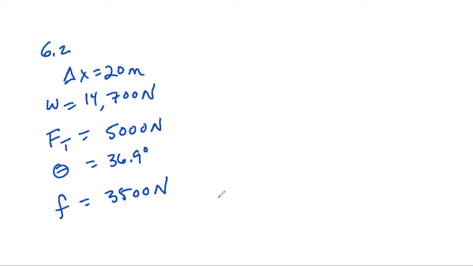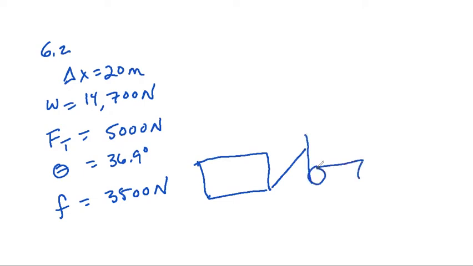We've got some kind of setup that looks like this: the sled, and this is the tractor, and it's just pulling. This angle right here is 36.9. Now the work done by the tractor, W_T, is going to equal F S cos theta.